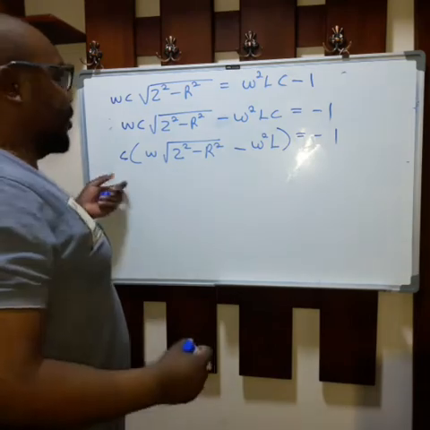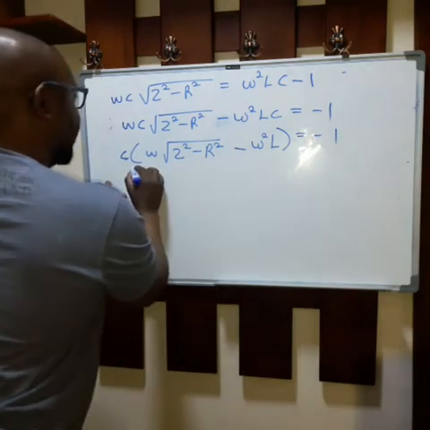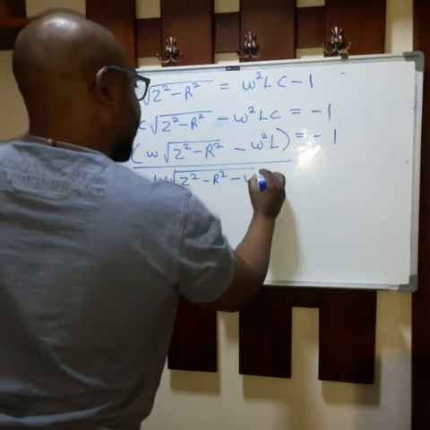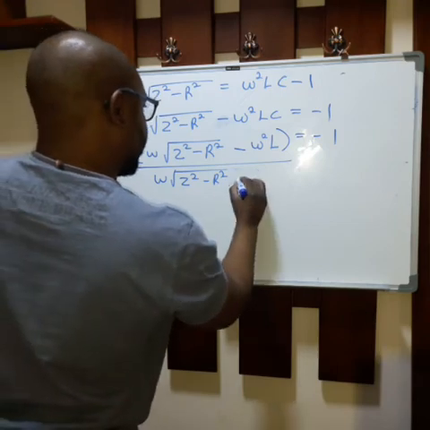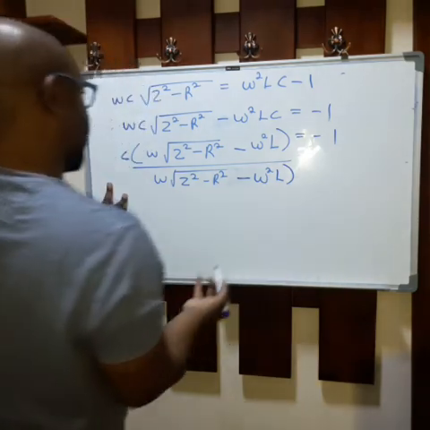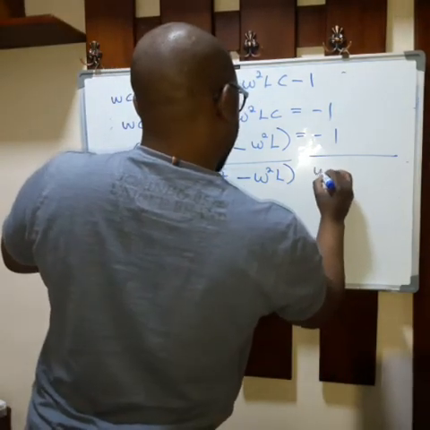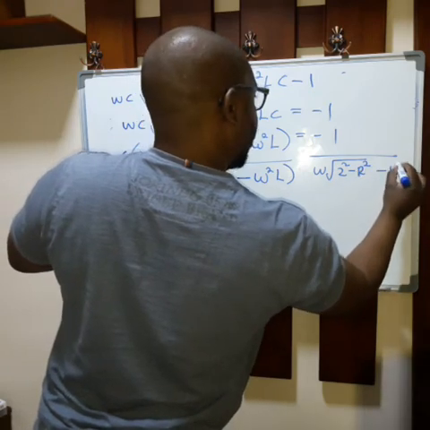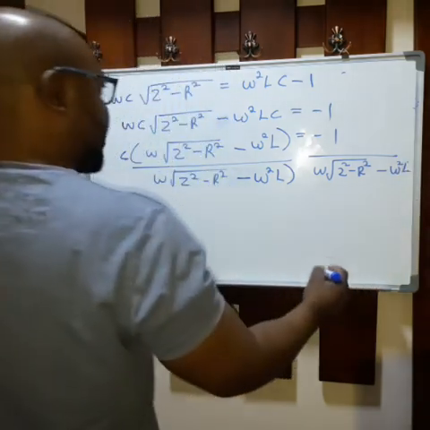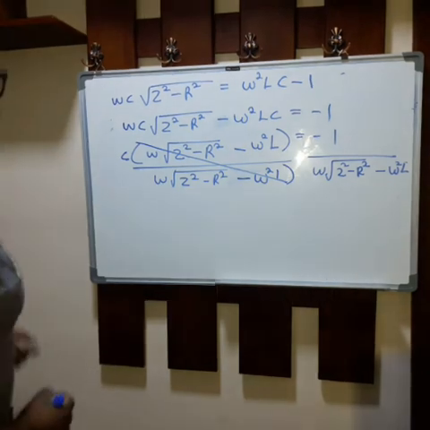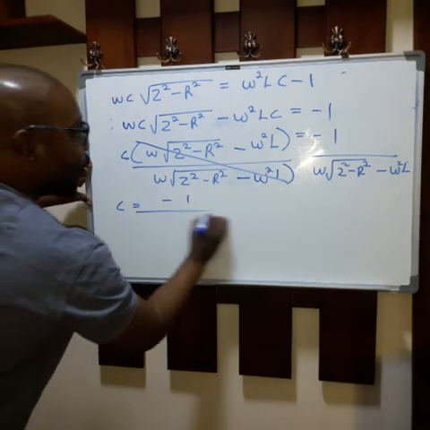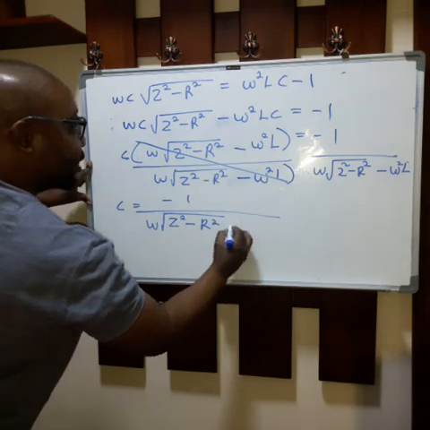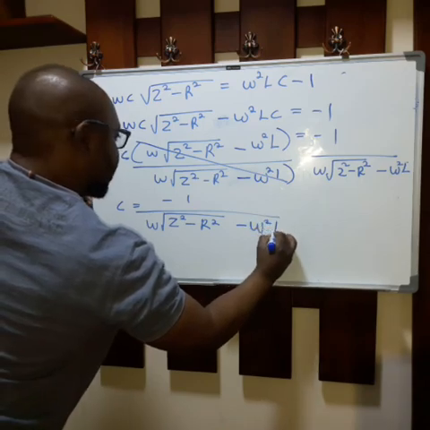I can then divide both sides by this expression in the bracket. I can then divide by w root z squared minus r squared minus w squared l, close bracket. Also this side I do the same, w root z squared minus r squared minus w squared l. Yes, so basically that. So I can cancel this side and my final answer is C is equal to minus 1 over w square root of z squared minus r squared minus w squared l. That is my final answer.